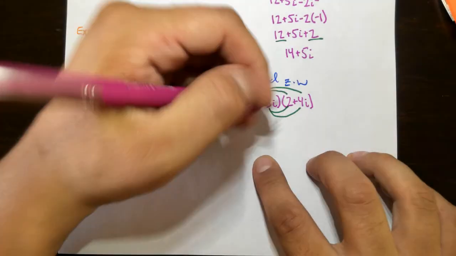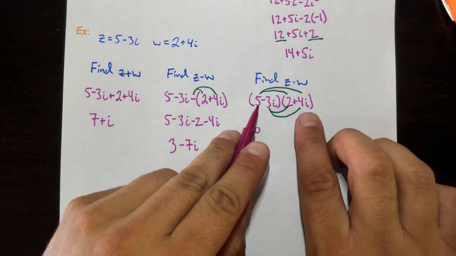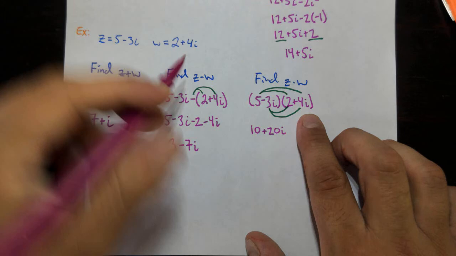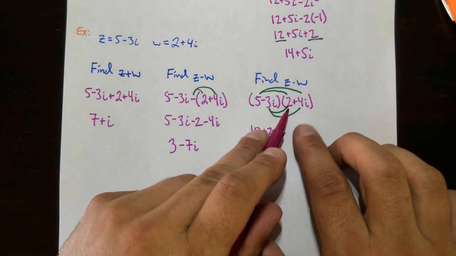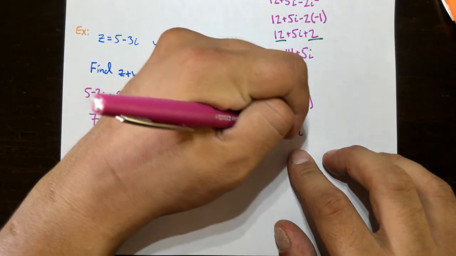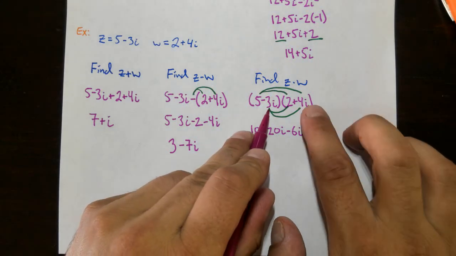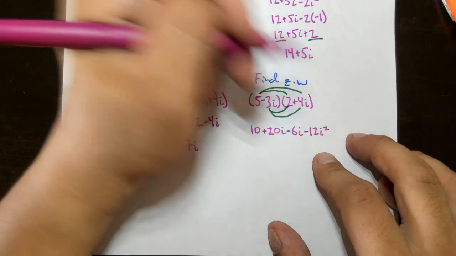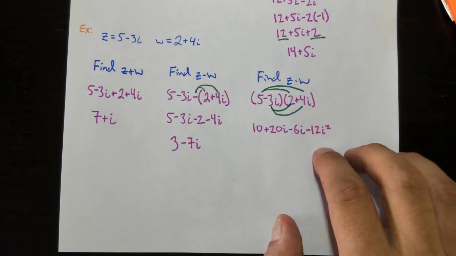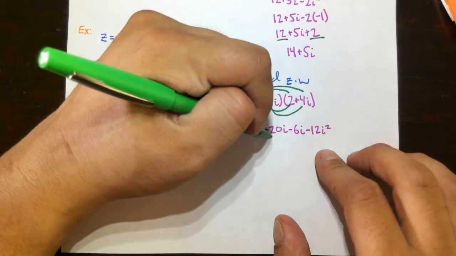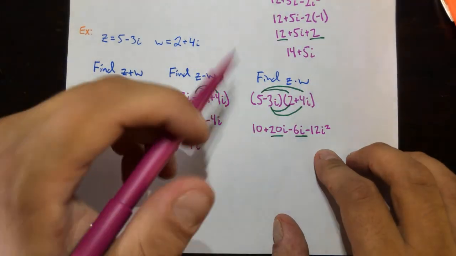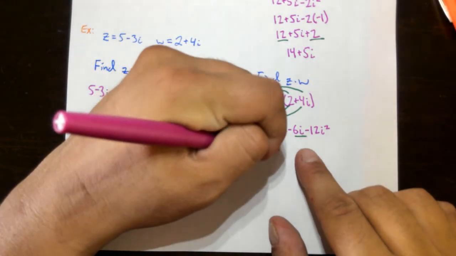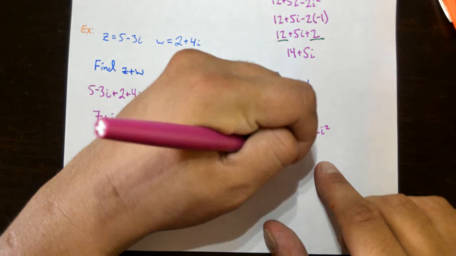So 5 times 2 is 10. 5 times 4i is 20i. Then negative 3i times 2, that's going to be negative 6i. And then negative 3i times 4i, that's going to be negative 12i squared. Remember, it's going to be squared because we have i times i. So now we can combine like terms, make our life a little easier. 20i minus 6i is going to be 14i, so 10 plus 14i minus 12i squared.